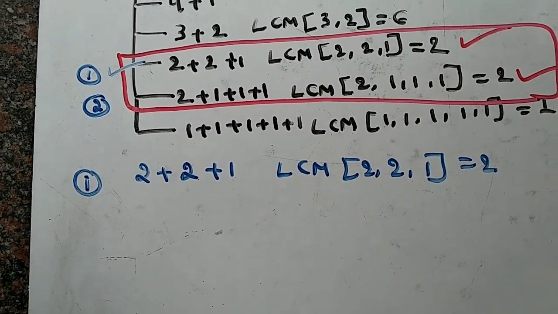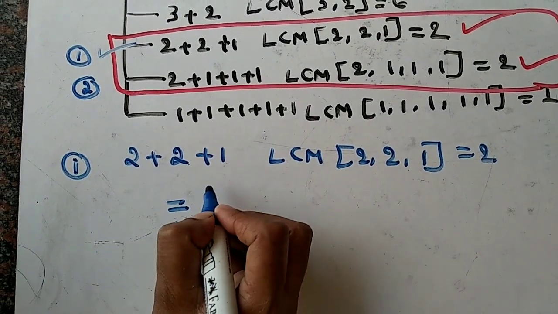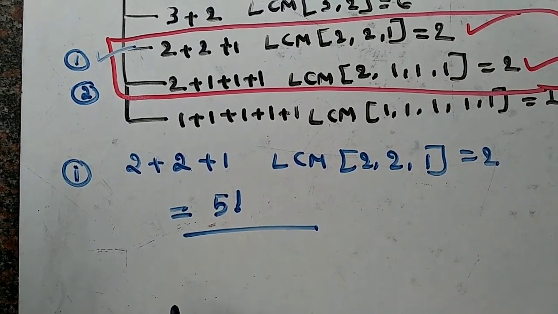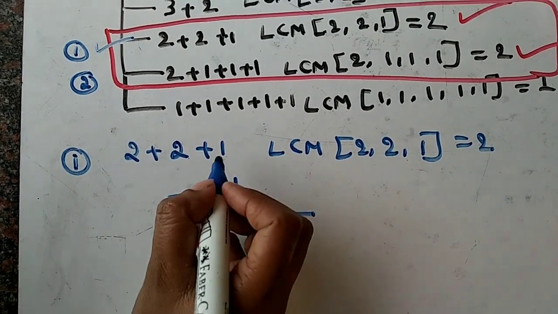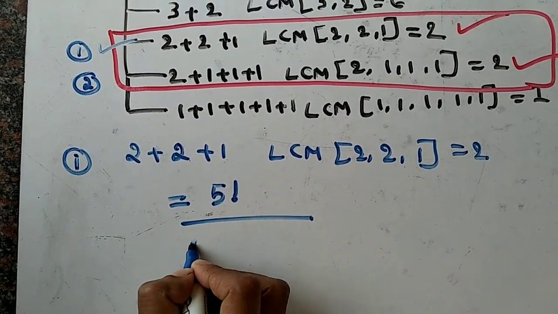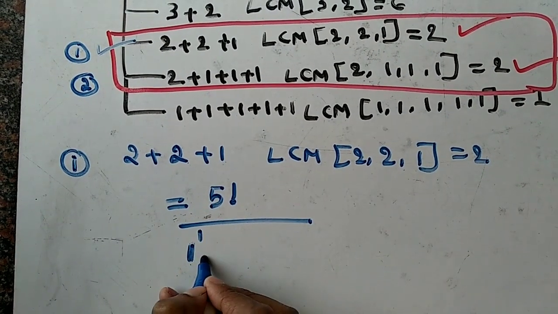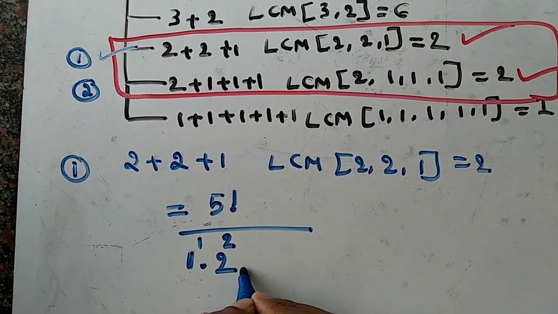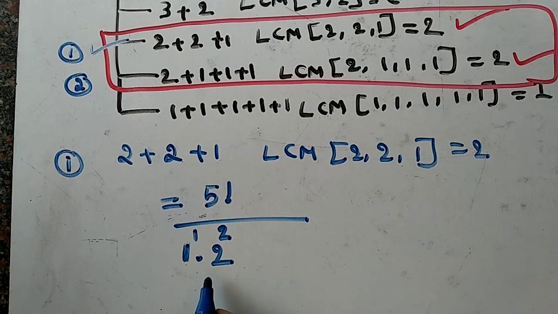Next you have to apply the formula. What is the formula? We know n factorial. What is our n here? 5 factorial. Next, 1 raised to alpha 1, 2 raised to alpha 2. Here 1 repeats 1 time, therefore here I am going to write 1. And 2 repeats 2 times. I only have 2 numbers here, so I am going to stop here.